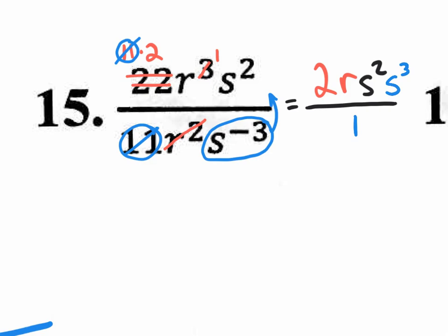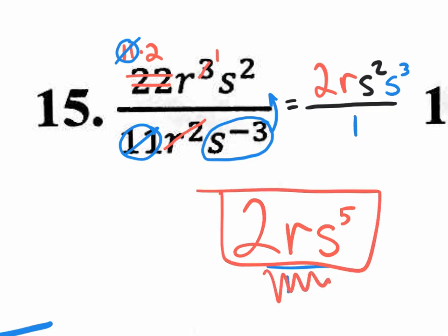So what do we have as a final answer? We have the 2, the r, and the s to the 5th power. Again, you don't need to put it over 1. It's kind of a waste of time because divided by 1 is still 2rs to the 5th. So let's not put it over 1. It's just 2rs to the 5th. Let's move on.